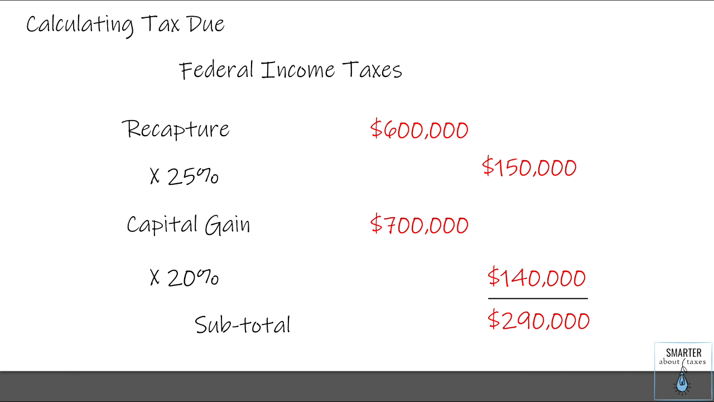Well, if you were in the 37% tax bracket when you took that depreciation, and you're now in the 20%, and recapture's taxed at 25%. Okay, that's a 12% delta.